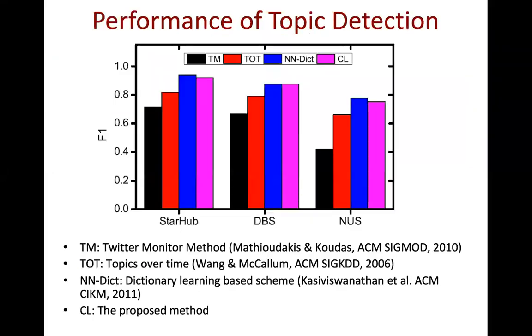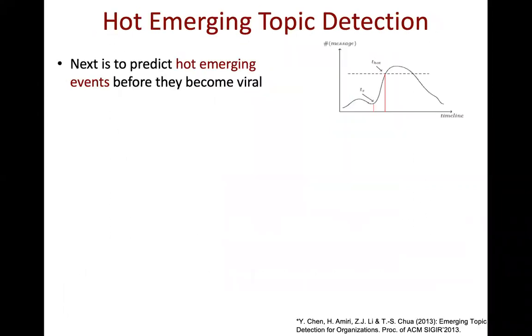So this is the accuracy of prediction based on different metrics, right? You can have the Twitter monitor method from the SIGMOD conference, topics over time from the KDD conference, sparse dictionary learning based schemes from ACM CIKM 2011, and there was the CL method. Obviously, it was one of the best methods in every case, as it was proposed by the authors of the paper.